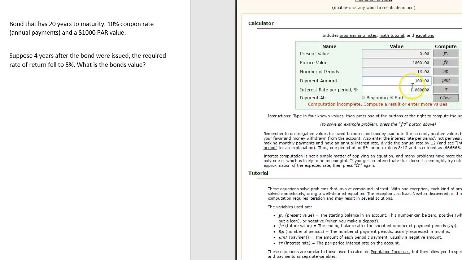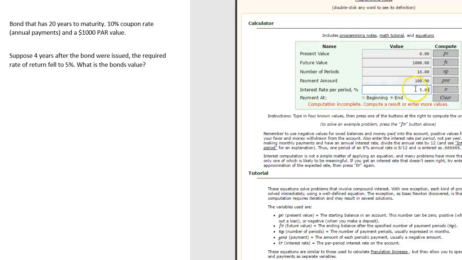All right, so we know the amount of payment is going to be 100. Interest rate. Okay, what's the interest rate? Well, we're not using the coupon rate, because the new required rate of return on that type of bond has now fallen to 5%. So we want to put 5% in here.